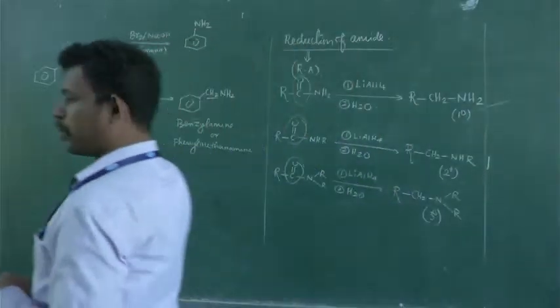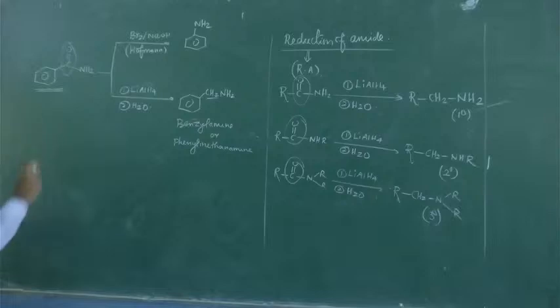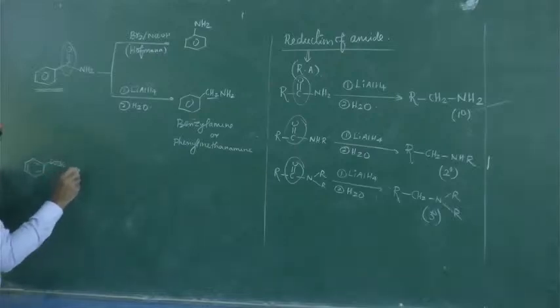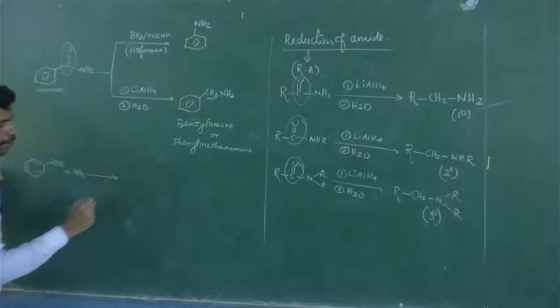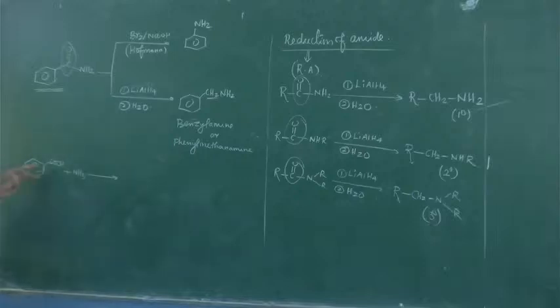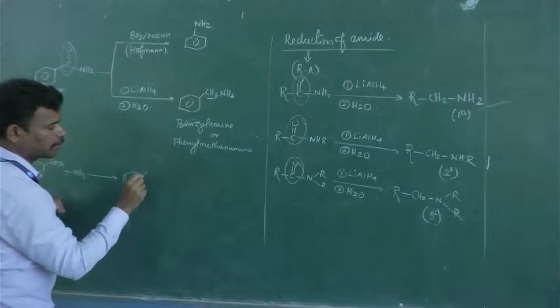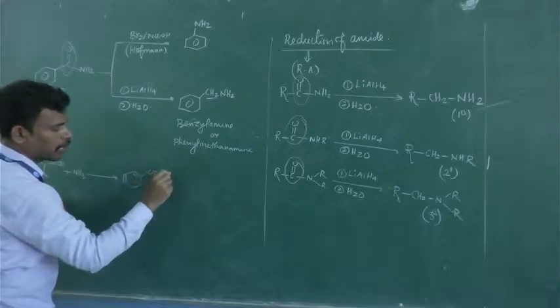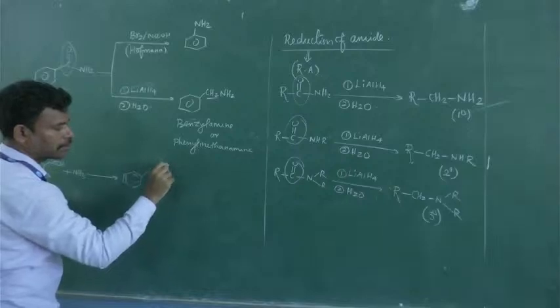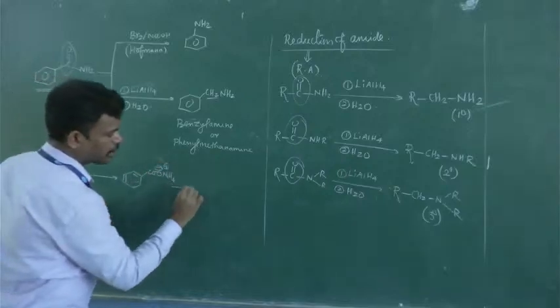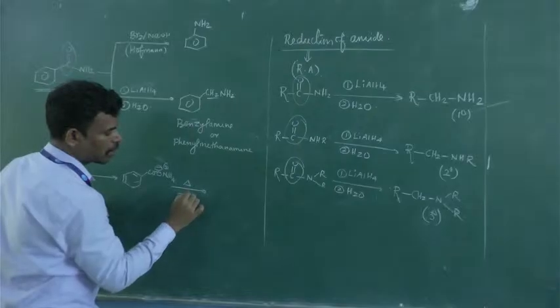Now, how do you make this compound? How do you make this compound? You have to take benzoic acid. You take benzoic acid and treat it with ammonia. Acid-base reaction. You get the corresponding salt. Next you heat it, and a water molecule is eliminated.